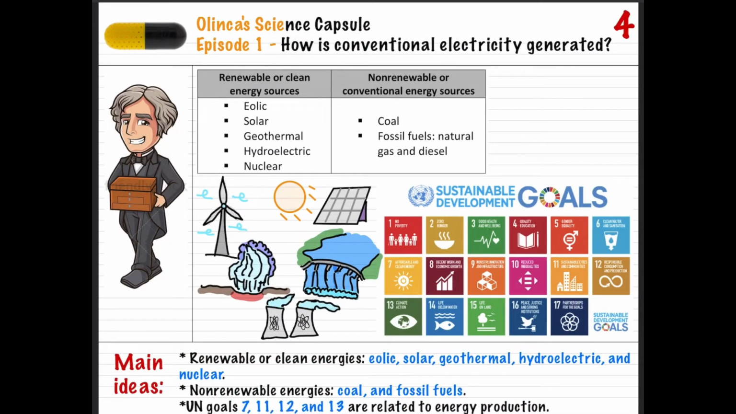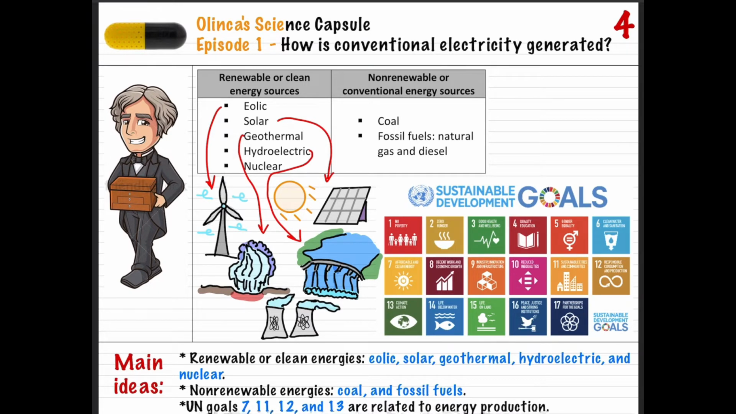Renewable or clean energies can be the eolic energy that comes from the motion of the wind, solar energy that comes from the radiation of the sun, geothermal energy that comes from the heat of the Earth's core, hydroelectric energy that comes from water stored in a dam or a river. I hope you can see that this is a dam. And finally, nuclear energy that comes from atom splitting inside a reactor.